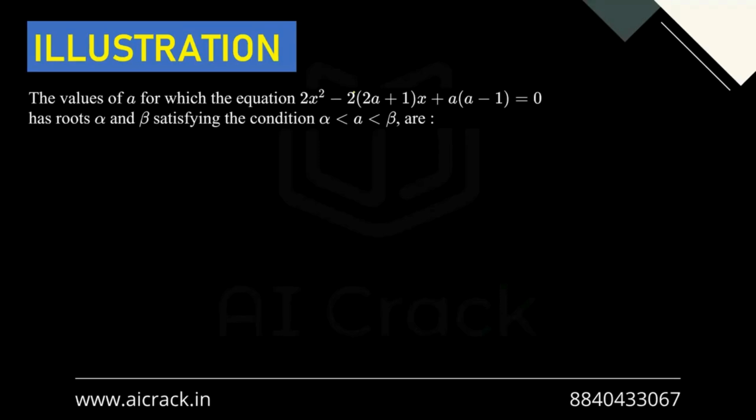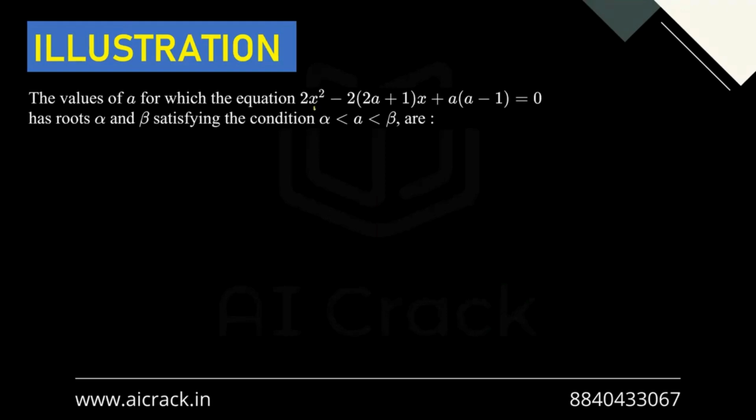So let's begin our lecture with the refresher example from the previous topic, that is location of roots. We have to find the values of a for which the equation 2x² − 2(2a+1)x + a(a−1) = 0 has roots alpha and beta satisfying the condition alpha < a < beta.